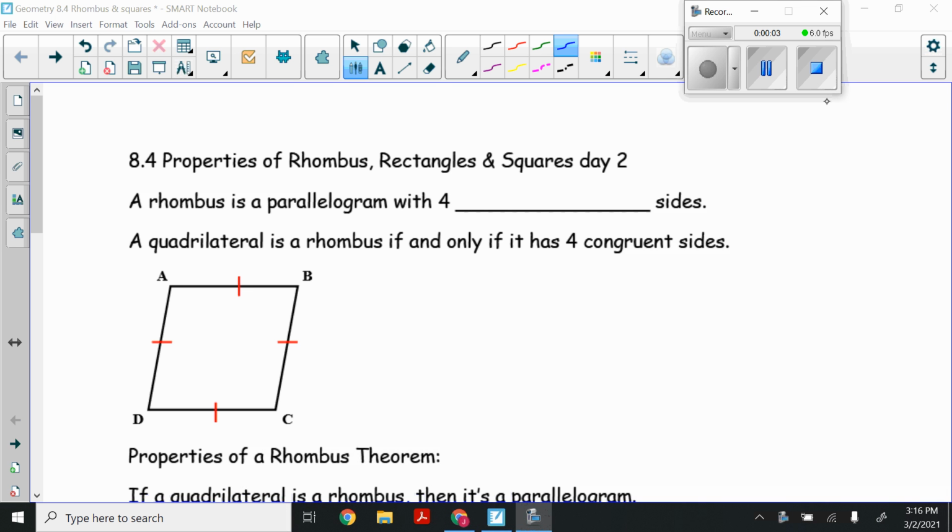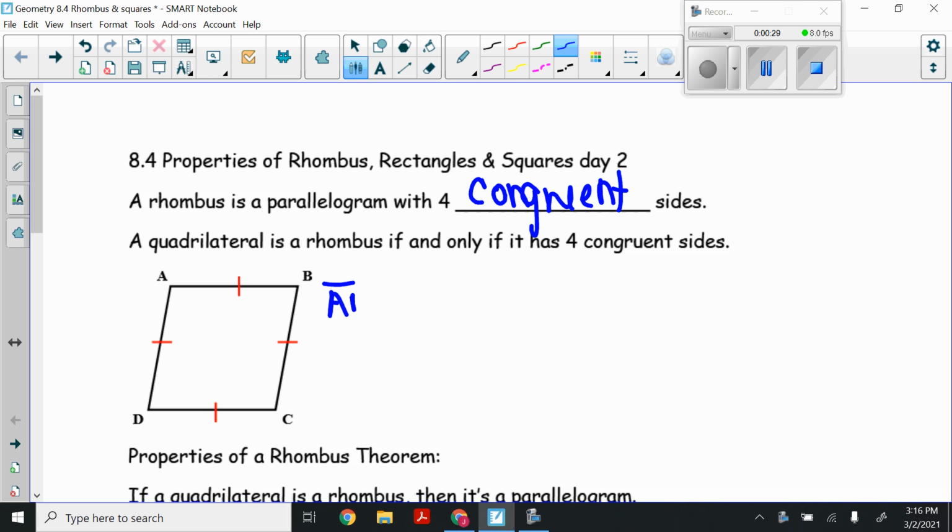Right, today in geometry, we're looking at the next part of section 8.4, properties of rhombuses and squares. Yesterday, we talked about rectangles. So let's start out with what is a rhombus. A rhombus is a parallelogram with 4 congruent sides. So a quadrilateral is a rhombus if and only if it has 4 congruent sides.